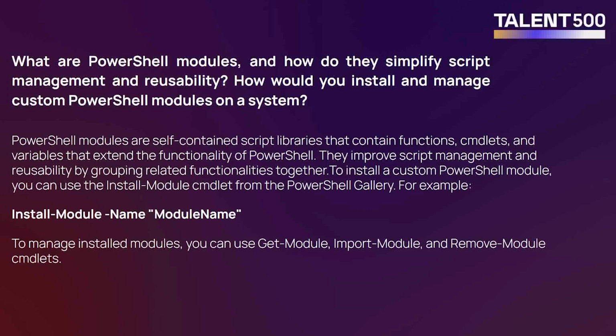And then we have how to install and manage custom PowerShell modules. To install a PowerShell module, you can use the Install-Module cmdlet from the PowerShell Gallery. For example, you can type Install-Module -Name and then the module name. To manage the installed modules, you can use the Get-Module, Import-Module, and Remove-Module cmdlets. This is how you can install and simplify script management and reusability of modules.